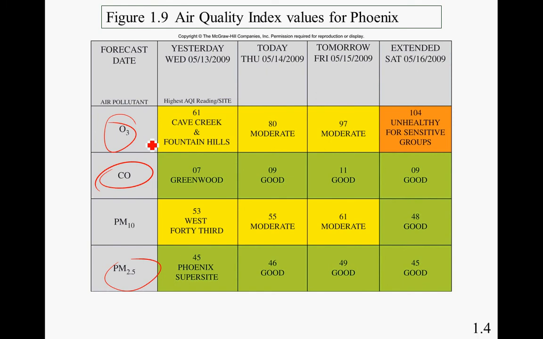Remember, ozone is an issue when it's sunnier. So the sunnier something is, and Phoenix is a pretty sunny city, the worse off it's going to be. This one specifically is orange. Notice it says unhealthy for sensitive groups. That would be children or elderly or people with health conditions.